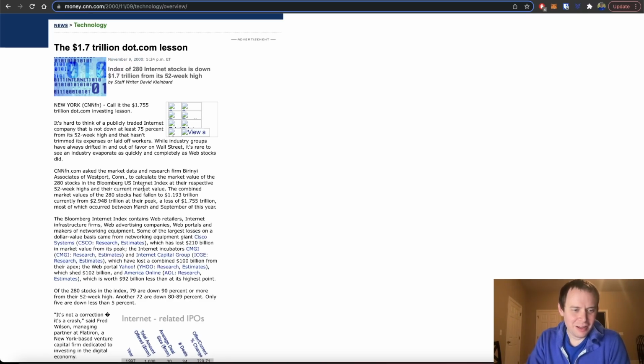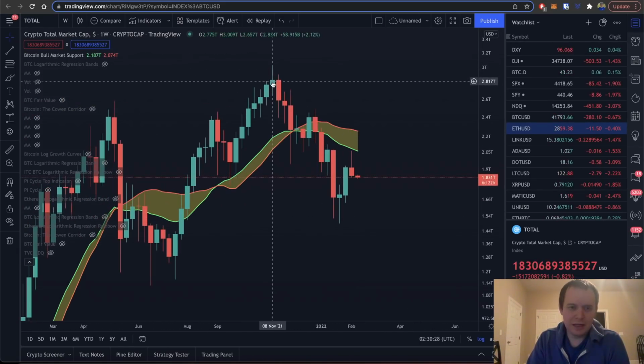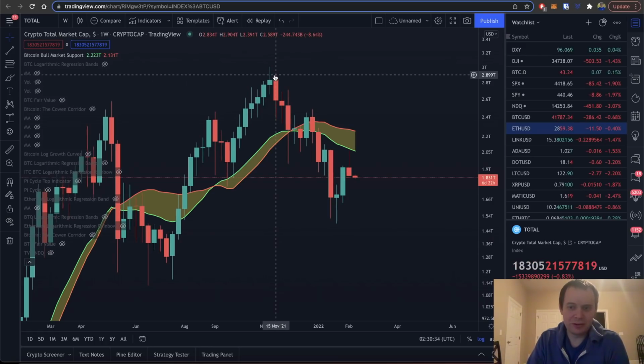It was talking about how the combined market value of 280 stocks that were basically an index of the .com stocks, so if we read this, the index of 280 internet stocks is down 1.7 trillion from its 52-week high. What's interesting is that the index of the .com stocks reached 2.948 trillion at the peak. And then we know what happened, right? It dropped significantly. Now, if you go look, and this is a little scary if I'm completely honest, the total crypto market cap at its peak, according to this chart, reached around 3 trillion. So it's about the same.